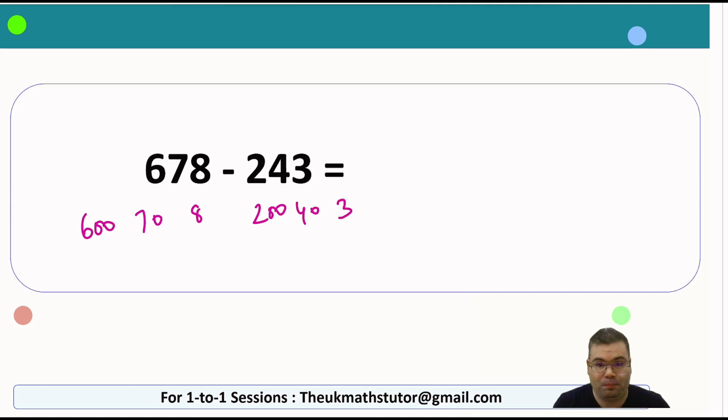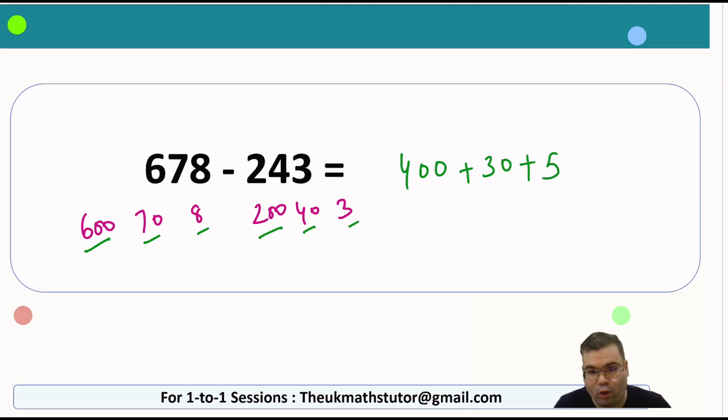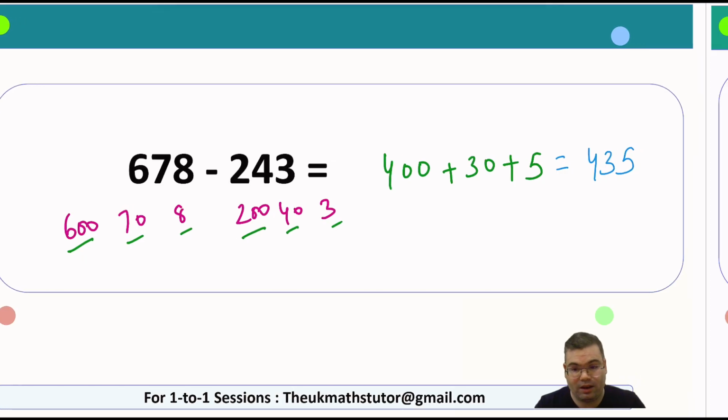Okay, now just subtract them. 600 take away 200 is 400. 70 take away 40 is 30. 8 take away 3 is 5. So 400 plus 30 plus 5, that is equal to 435. This concept you have also learned in the previous video, addition by breaking the numbers.